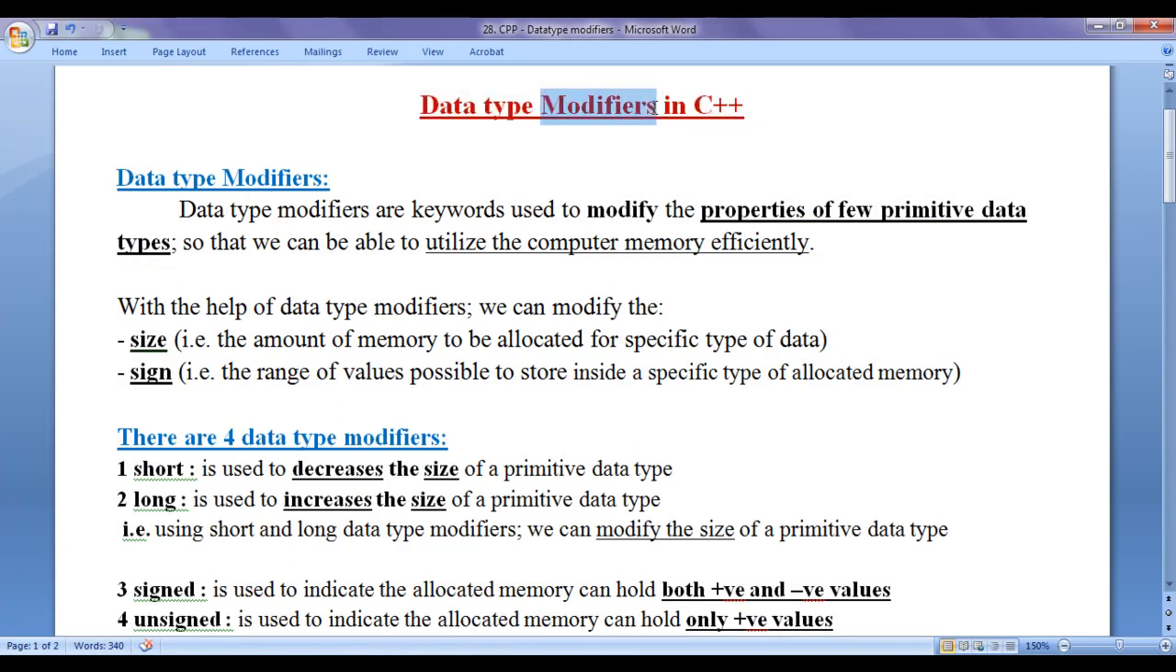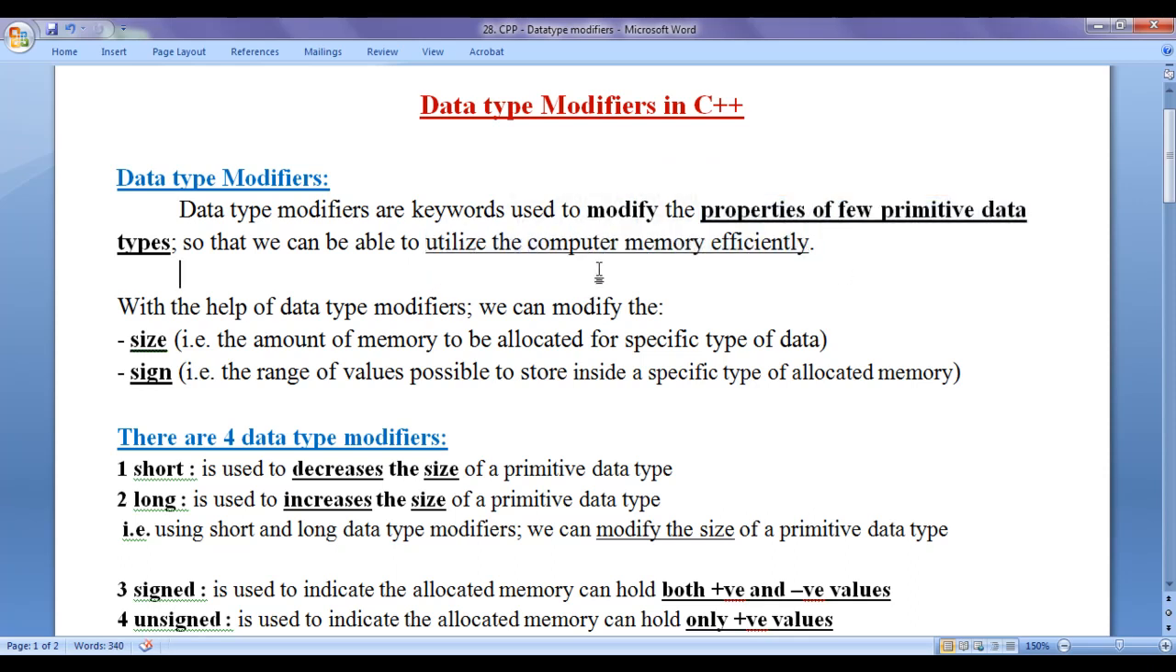Data type modifiers. What are data type modifiers? As the name itself indicates, modifiers. Data type modifiers are keywords used to modify the properties of few primitive data types so that we can be able to utilize the computer memory efficiently, guys.